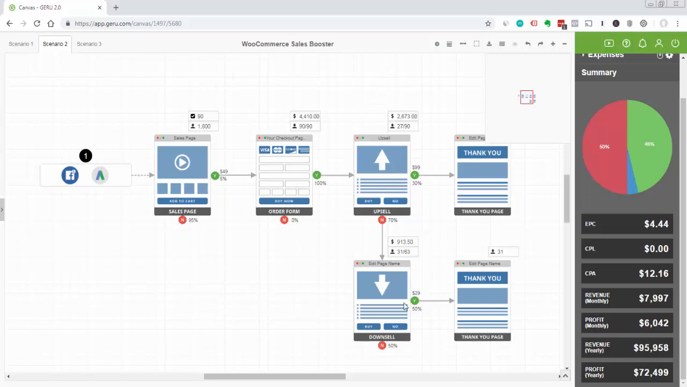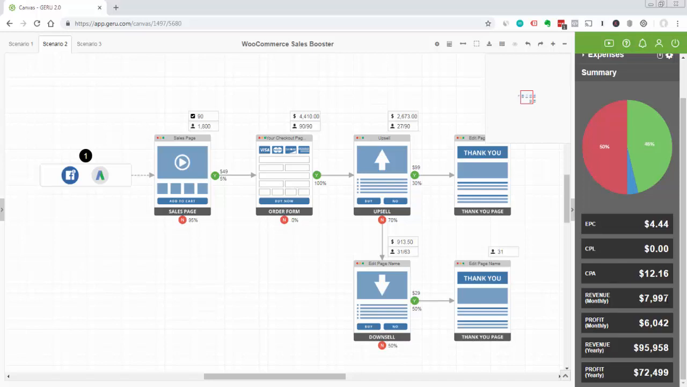Let's go back here. We have our traffic sources with the same amount of traffic. We're selling the initial product, the same $49 product. The only difference in this scenario is we have added an upsell and a downsell. Let's take a look at what happens to our numbers. Remember, this is with the exact same amount of traffic. We have not changed anything else in terms of traffic. We have only added an upsell and a downsell to our sales funnel.